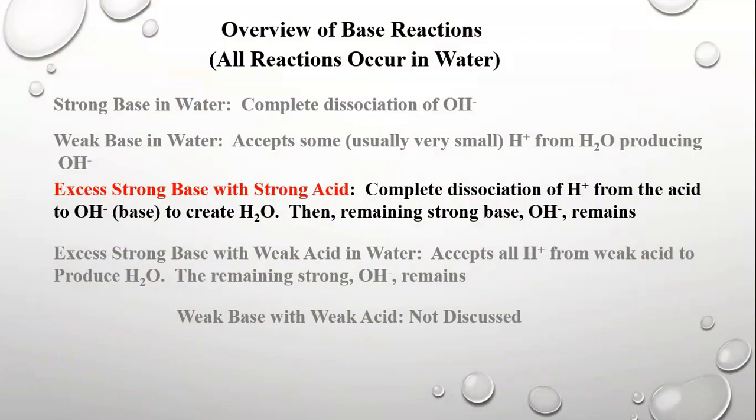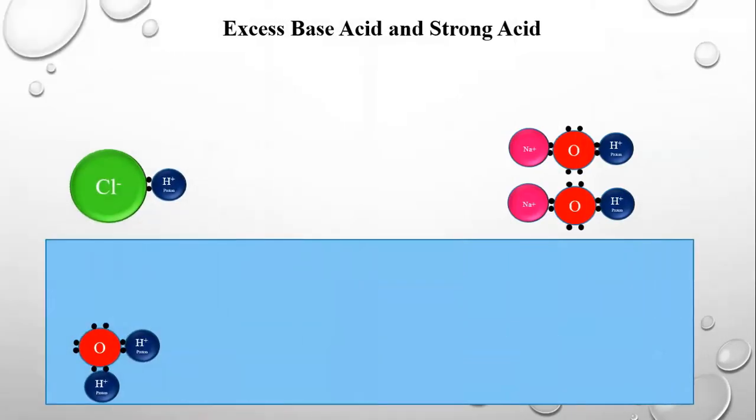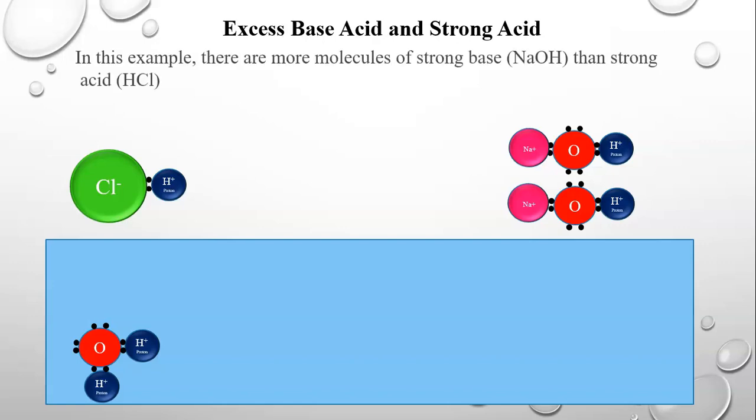Next, we have excess strong base with strong acid. So that's a complete dissociation of the protons from the acid to the OH base, and that neutralizes the base, so that creates water, H2O. Then the remaining strong base, because you have excess strong base, OH- remains. So here we have, on the left, one strong acid molecule, hydrochloric acid, and on the right we have two strong base molecules, sodium hydroxide, NaOH. In this example, there are more molecules of strong base, NaOH, than strong acid, HCl.